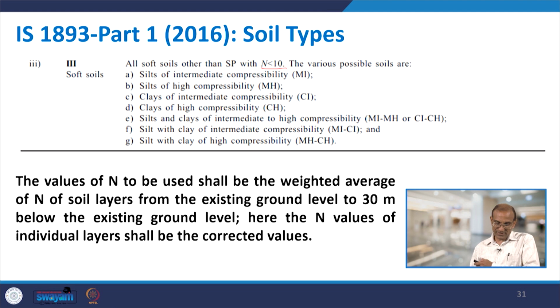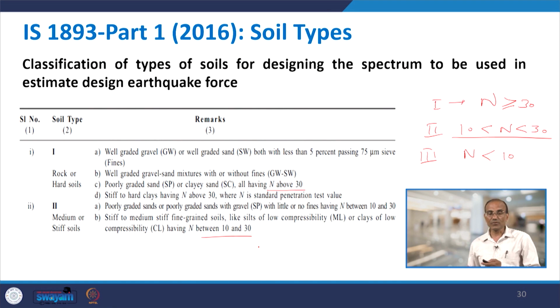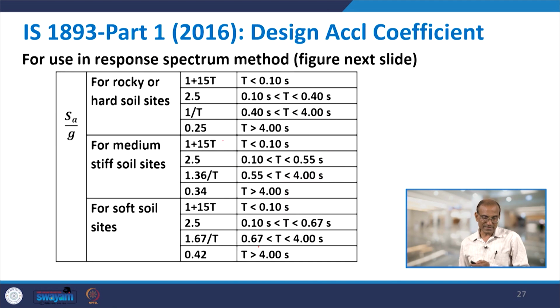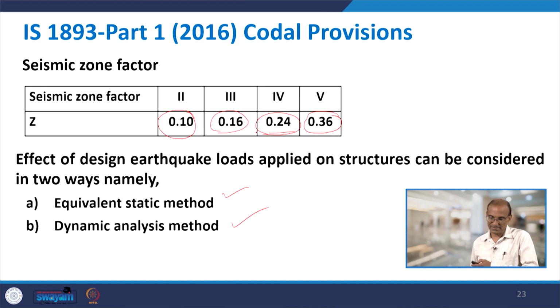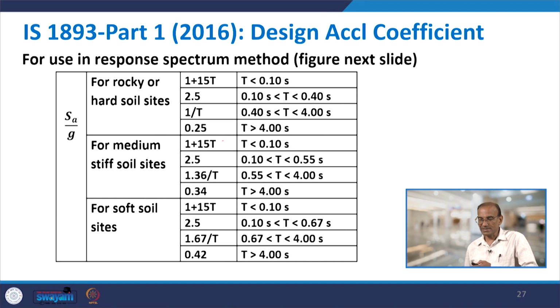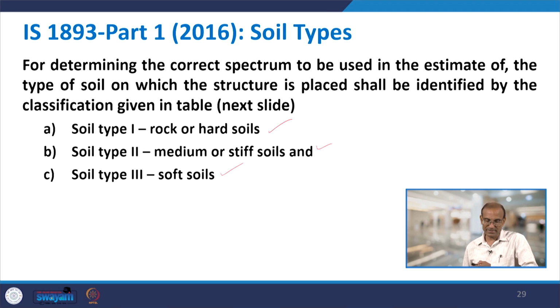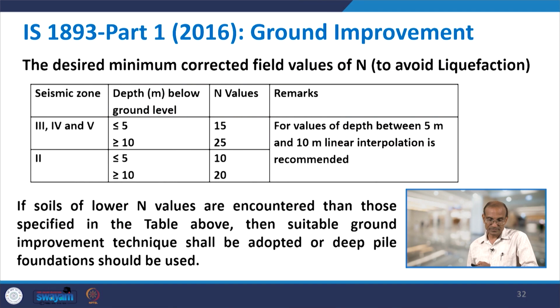Here the n values of the individual layers shall be the corrected values, that means those values which are already corrected for overburden pressure. So, now we have discussed all the things in the design horizontal seismic coefficient. Z has been discussed, Sa by g has been discussed, R and I have been discussed, all the things have been discussed, and this value of Ah can be calculated for calculating the seismic weights.